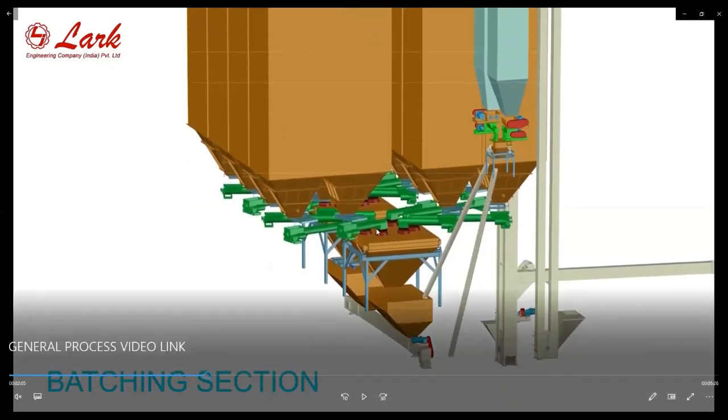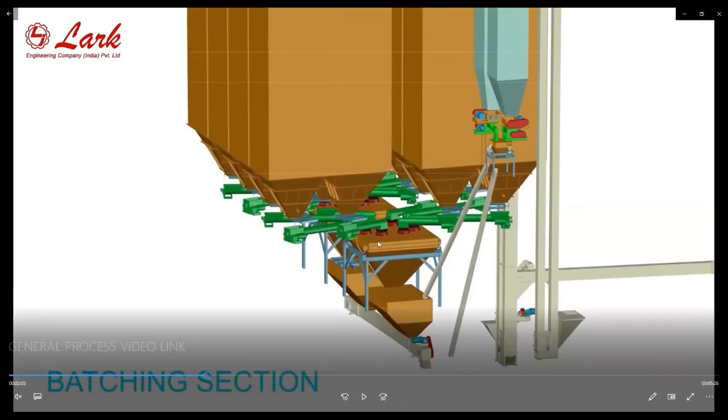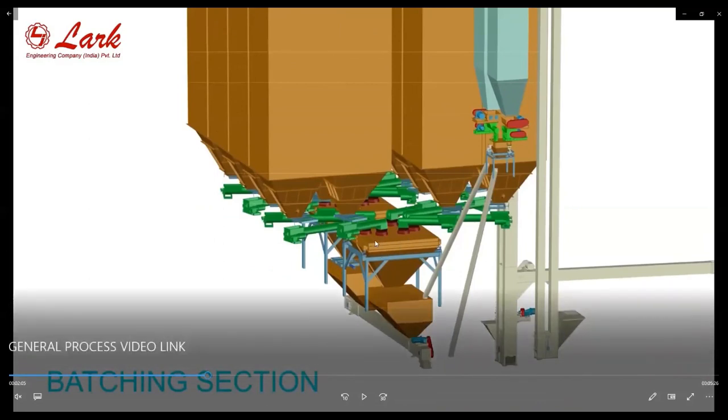These are the weigh hoppers, and below the weigh hoppers there are dump hoppers to save time and enhance the capacity. When the batch completes, all at once the gate will open and the batch dumps to this dump hopper, and these weigh hoppers are ready for the next batching process.